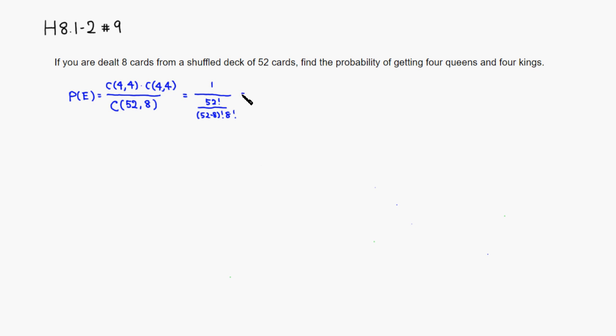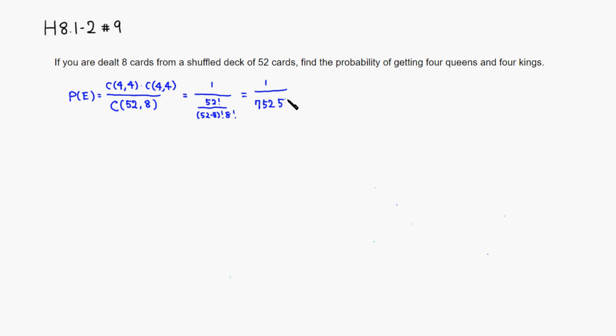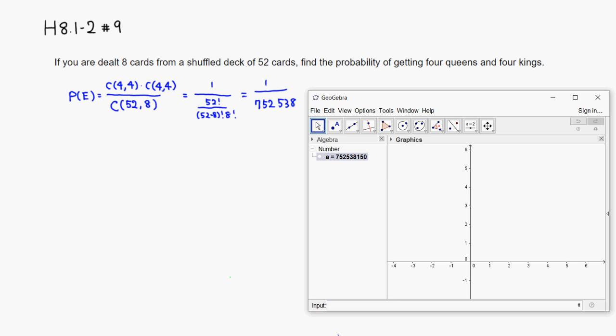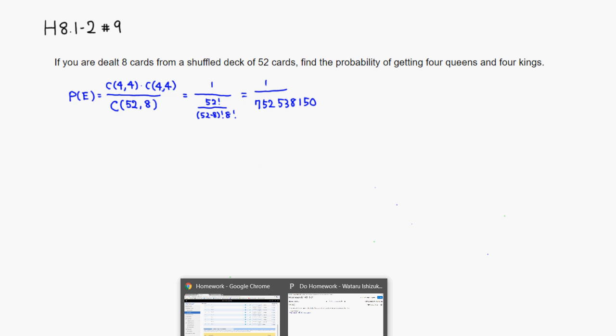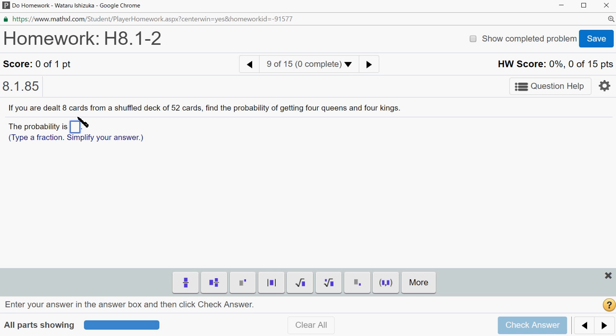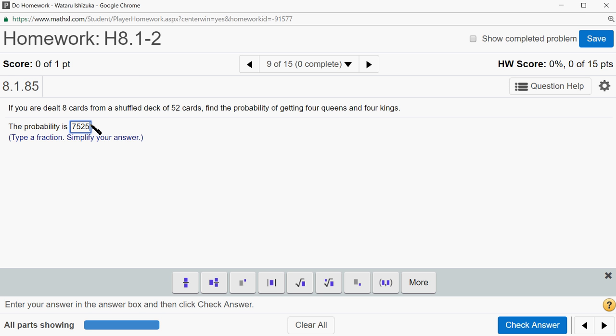So it's 752, and this is going to be 1 over 752. Of course, I don't remember all the digits. So 538, and then 150. Alright, so let's type that number in. This came out to be 752, 538, 150. And this is going to be 1 over that number.